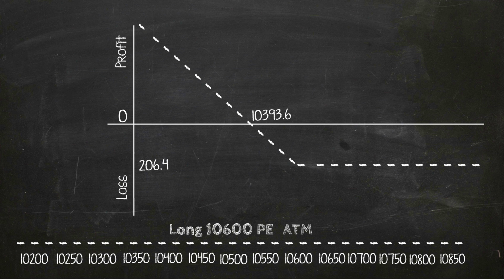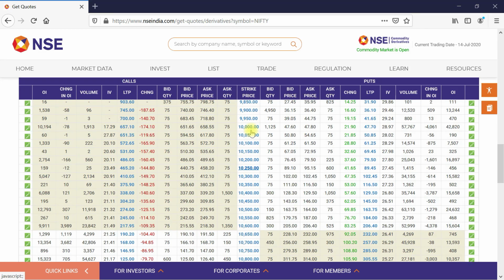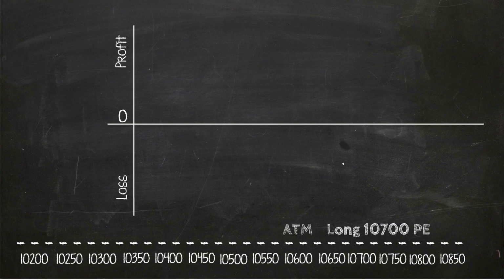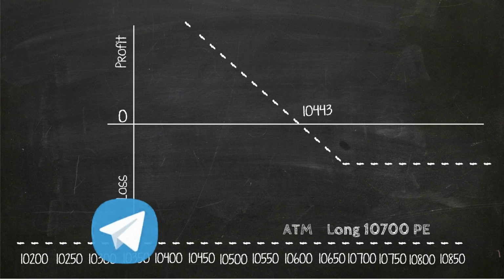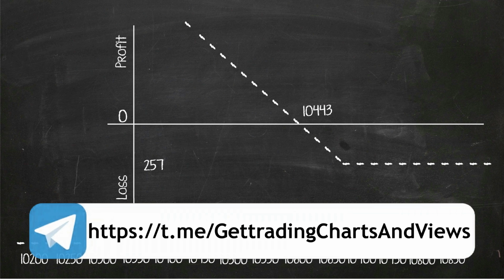What is the profit if our analysis proves right? That is, if it closes at 10,200, our profit is 400 minus 206.4, into 75, 14,520 rupees per lot. Now, if you feel that the profit is less for this move, let us check a more in the money contract, that is the 10,700 strike price put option. The present premium of this is 257 rupees. So, capital required is 19,275 rupees, which is the maximum loss per lot.